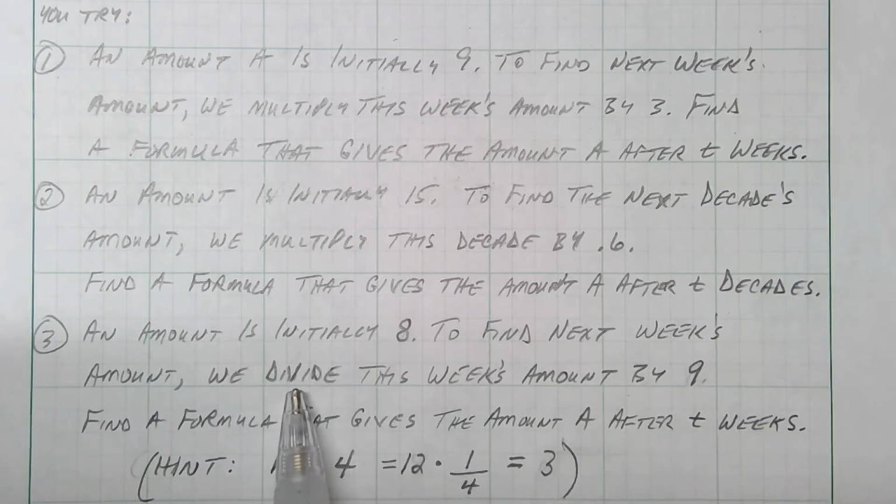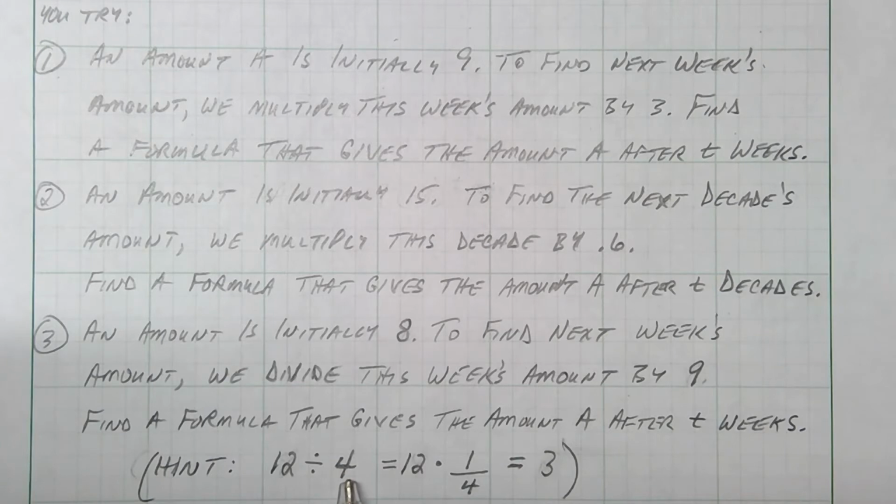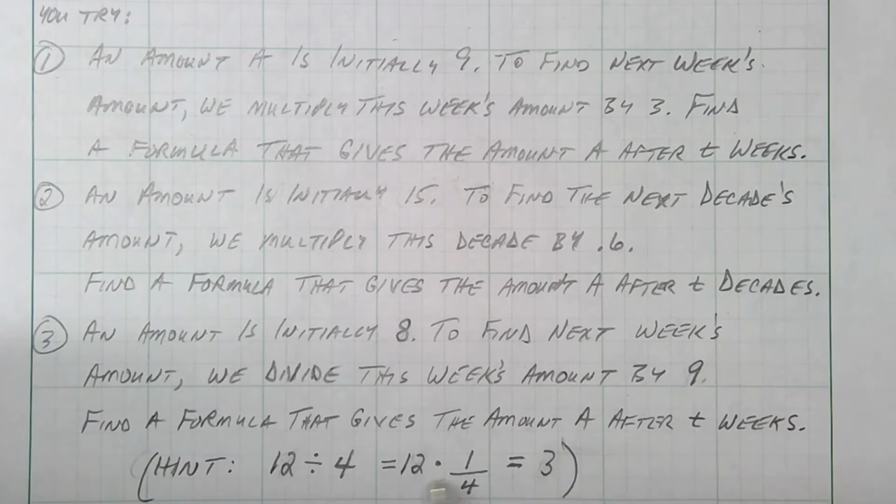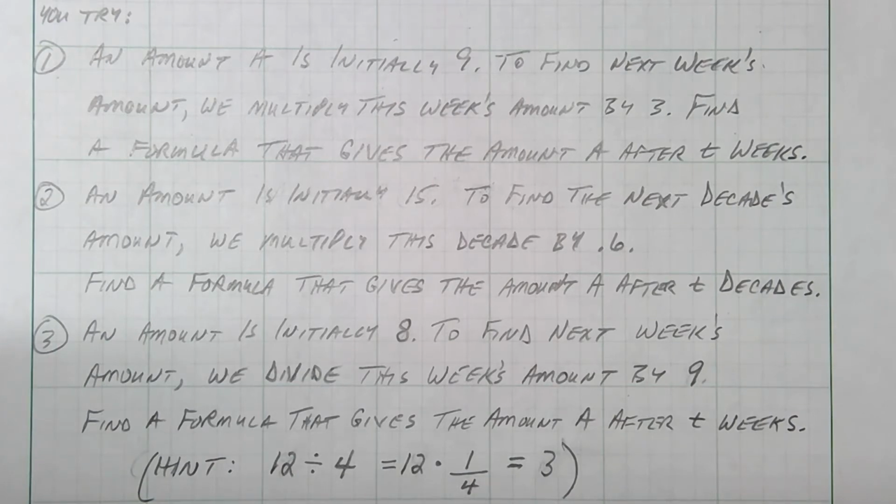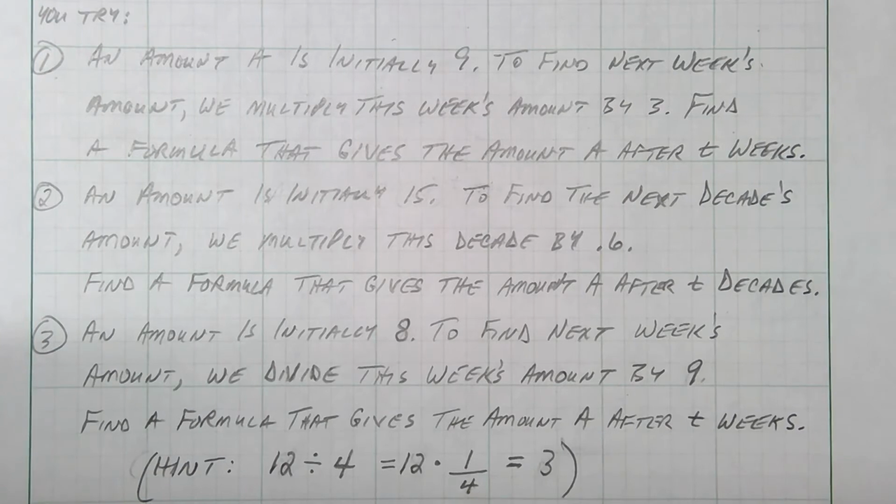Now this one uses the word divide. We don't divide in these formulas. We always multiply. So you need to remember that 12 divided by 4, you know that's going to be 3, right? Well, that's the same thing as 12 times 1/4. They're both going to give you the answer 3. So if somebody tries to make you divide by something, you tell them, no, I'm going to multiply by the fraction instead. So if they're telling you to divide by 9, why don't you multiply by 1/9 instead? All right, go ahead and pause the video and see how you do on those 3 real quick.